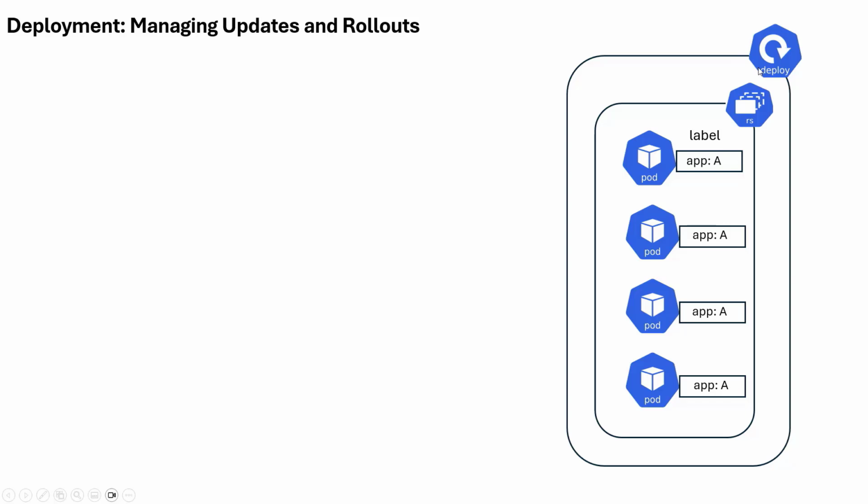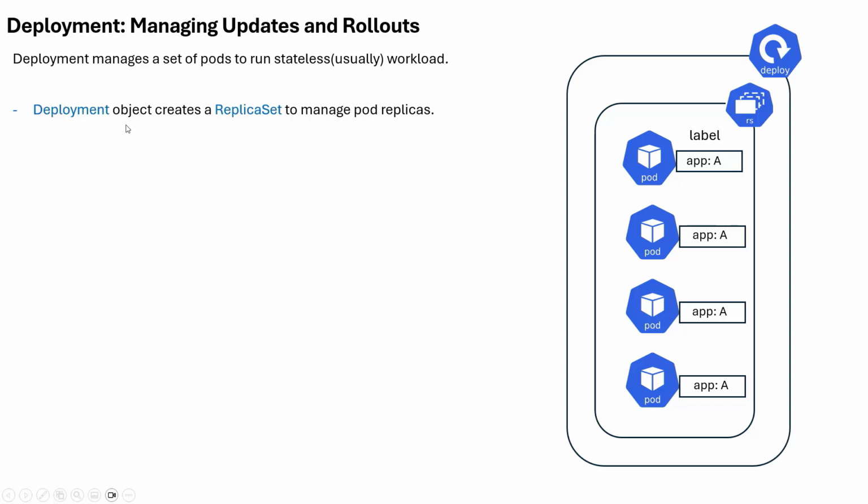Deployment is a higher level abstraction than replica set and uses replica set to control underlying pods or to control child pods. So deployment manages a set of pods to run stateless workload. Deployments are normally used to run stateless workload. Deployment object creates a replica set to manage pod replicas. So when we create deployment, a replica set is created automatically, which is used by deployment to manage underlying pods.